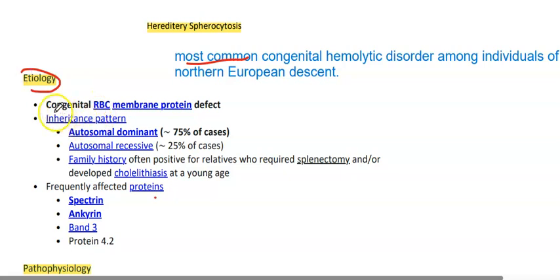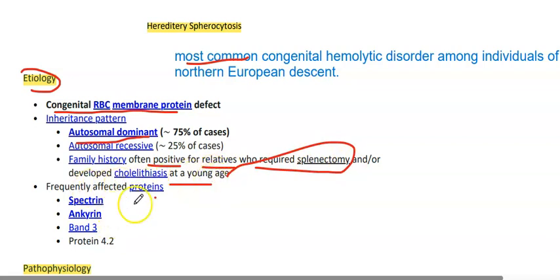Etiology: congenital RBC membrane protein defect, and it's autosomal dominant in 75% of cases, while recessive in 25% of cases. So most commonly it's an autosomal dominant disorder. Family history is often positive for relatives who required splenectomy and/or developed cholelithiasis at a young age. The affected proteins are spectrin, ankyrin, band 3, and also, a little, protein 4.2.